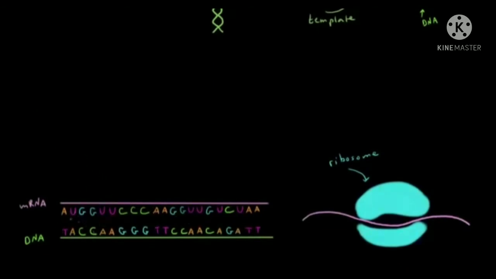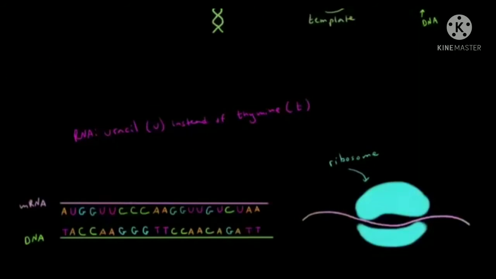And so you can see that all of the nucleotides on the mRNA are complementary to the nucleotides on the DNA, with the one caveat being that in RNA we have uracil, or U, instead of thymine. So wherever you would think to put a T, instead we put a U, which is uracil.